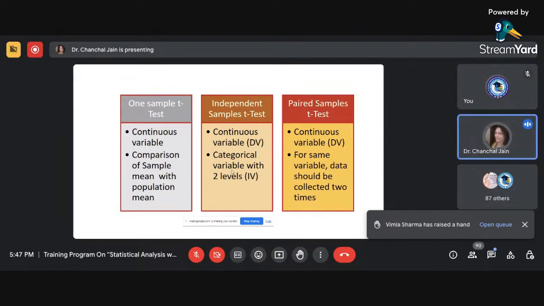Here the purpose of the one sample t-test is that it only tells you whether the sample which you have taken from the population is representing the population or not. There is nothing to do with the sample size in that case. Okay. And there is no purpose behind the pilot study.